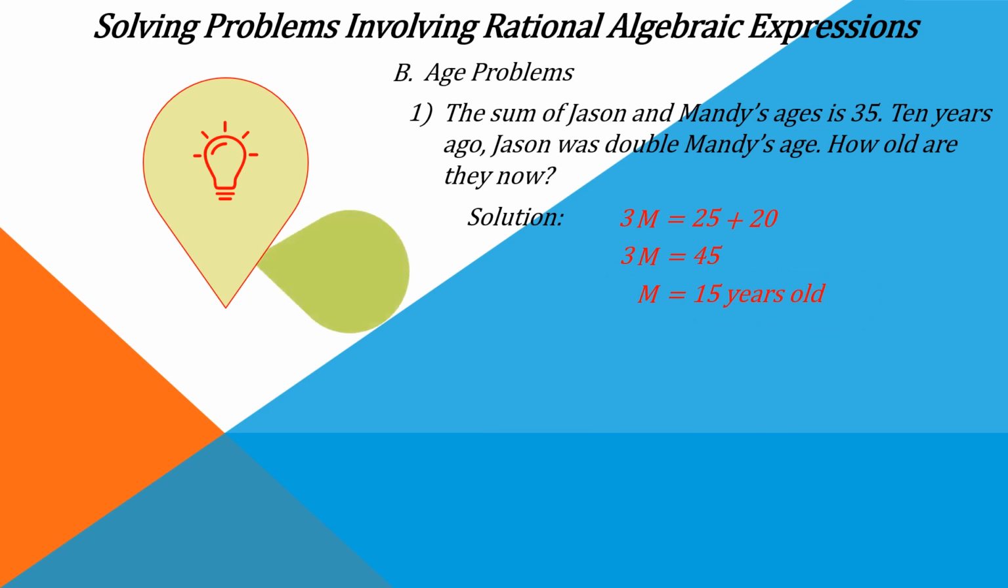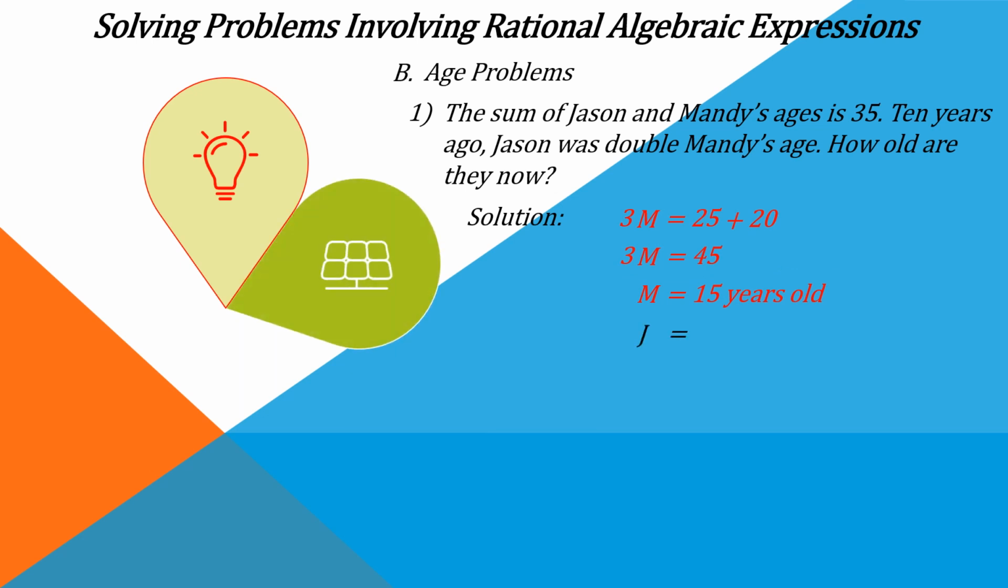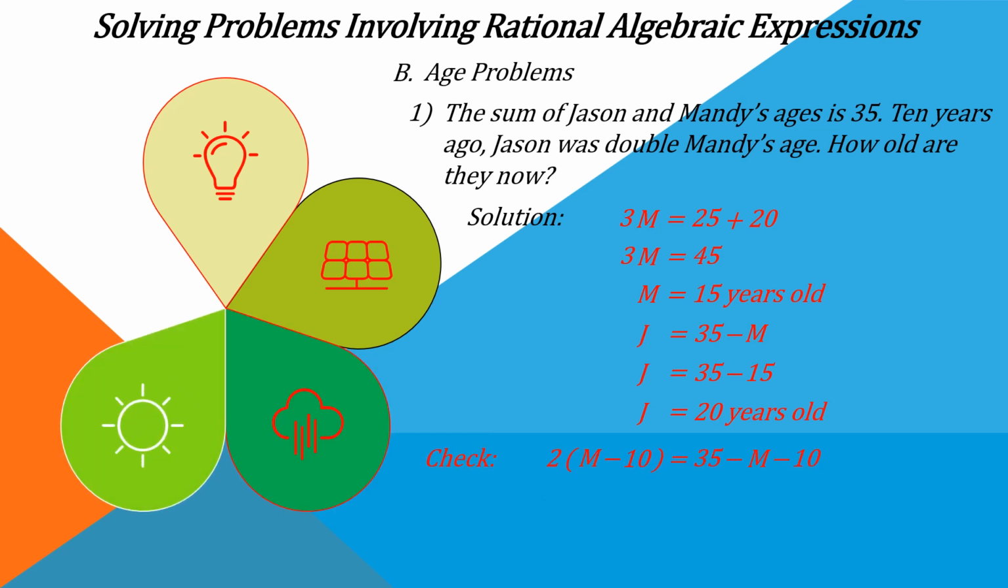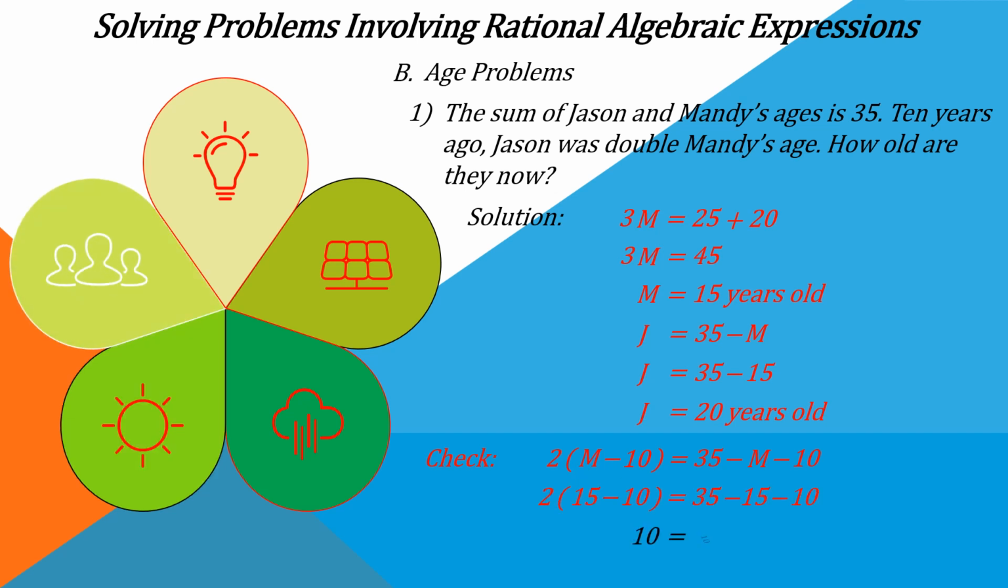Now, let us check. Therefore, we can solve for the age of Jason, and it is 35 minus Mandy's age. It is 35 minus 15, and it is simply equal to 20 years old. Now we will check using the equation 2 multiplied by M minus 10 is equal to 35 minus M minus 10. Substitute the value of M. We have 2 multiplied by 15 minus 10 equal to 35 minus 15 minus 10, and simply 10 is equal to 10. Therefore, our answer is correct.